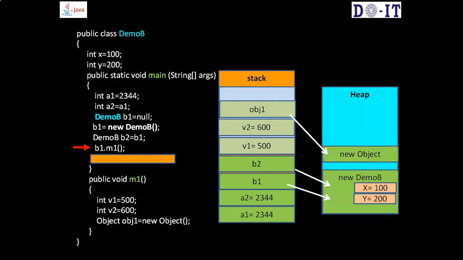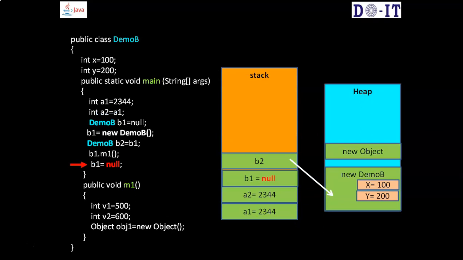So what happens now is, the memory allocated for method 1 will be reclaimed, which means the variables v1 and v2 will be removed from the stack, and so is obj1. Now notice very closely here: though the memory allocated for obj1, which is the reference, is removed and obj1 is no longer in the stack, the new object created in the heap continues to be here.